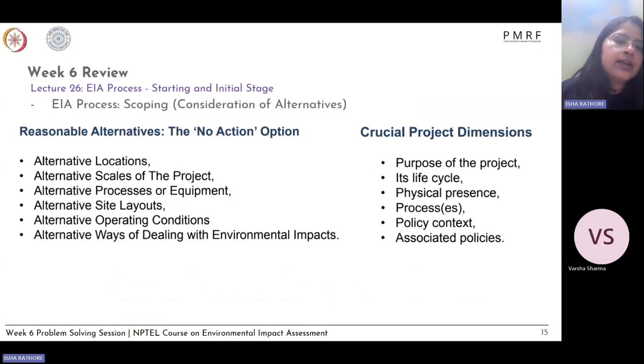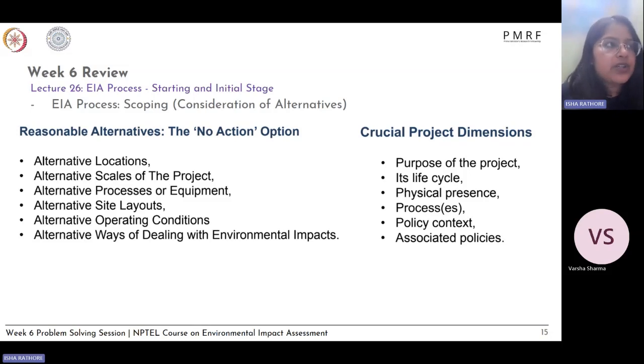Those kinds of things you put in the EIA study. We also have crucial project dimensions, which include the purpose of the project, its life cycle, physical presence, processes undertaken during the construction stages, the policy context and associated policies. When we are considering reasonable alternatives, we have the no action option. So for example, if the impacts of a particular alternative are significant, then you need to look at alternative locations where the development can happen.